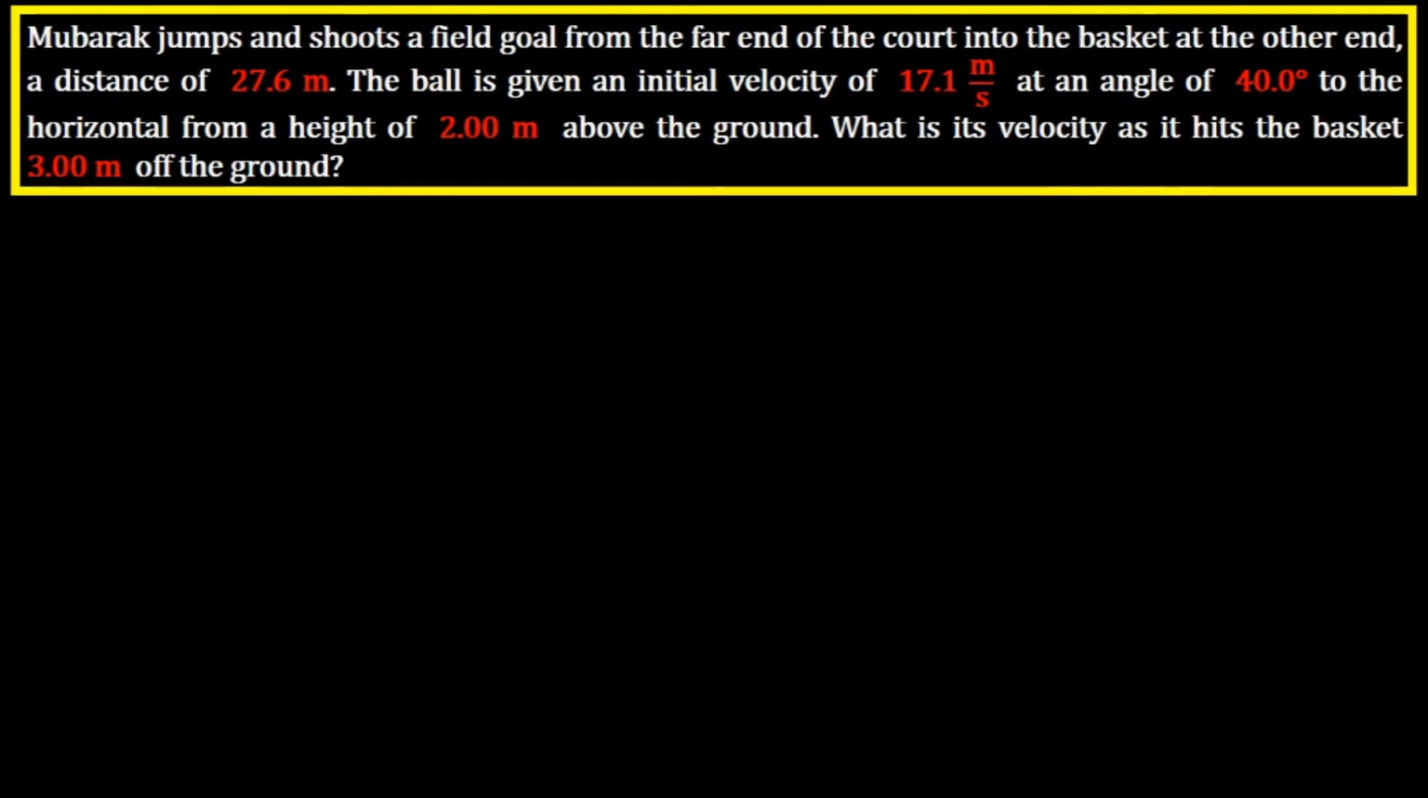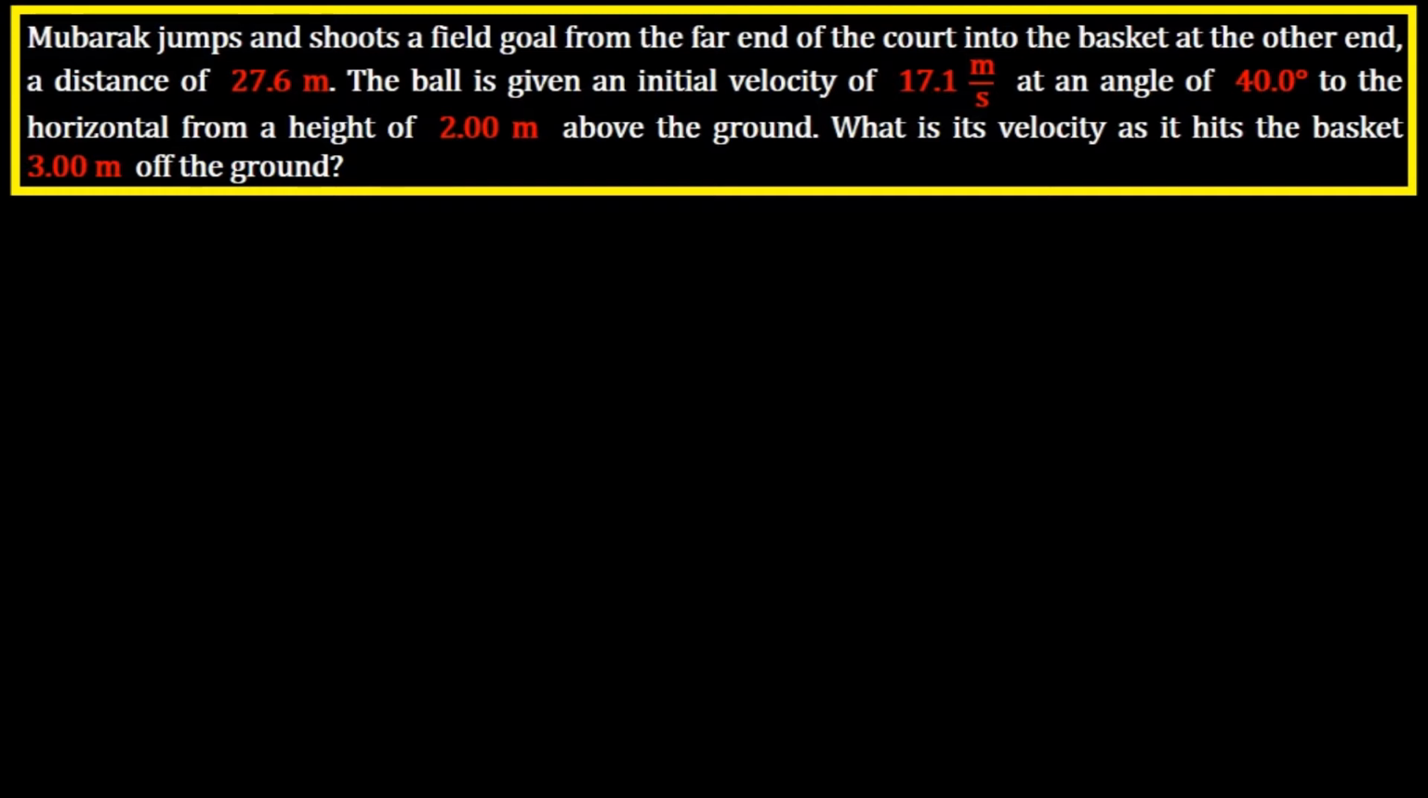The next problem is going to be a basketball problem. Mubarak jumps and shoots a field goal from the far end of the court into the basket at the other end, a distance of 27.6 meters. The ball is given an initial velocity of 17.1 meters per second at an angle of 40 degrees to the horizontal from a height of 2 meters above the ground. What is its velocity as it hits the basket 3 meters off the ground?